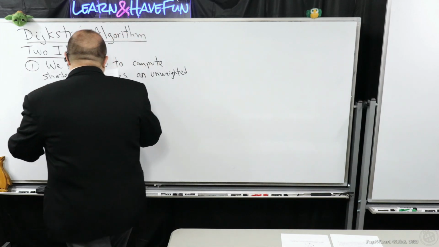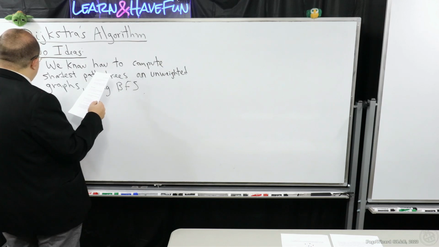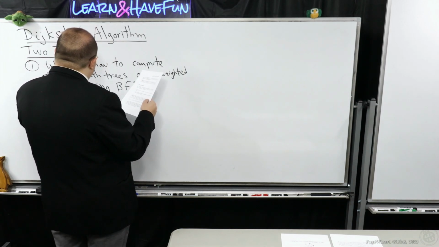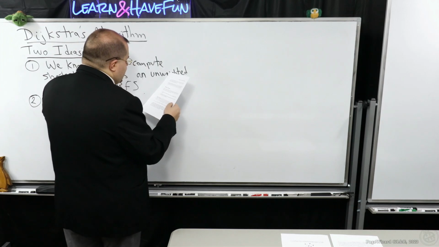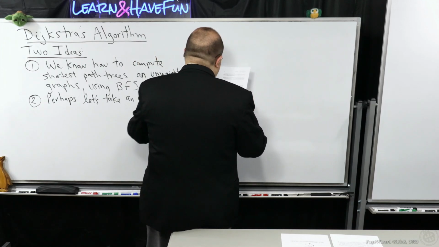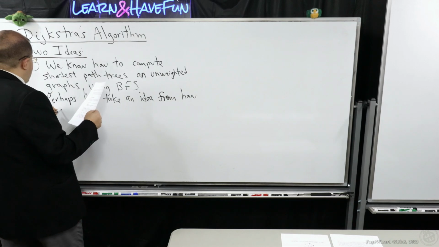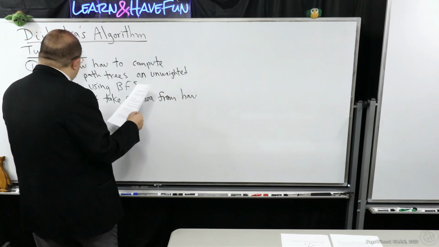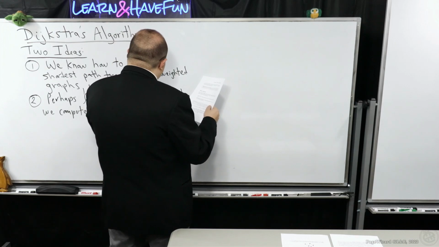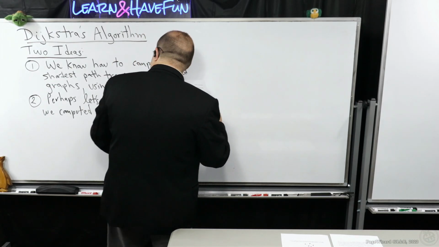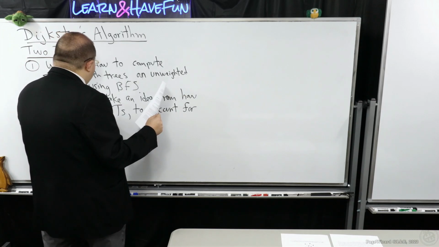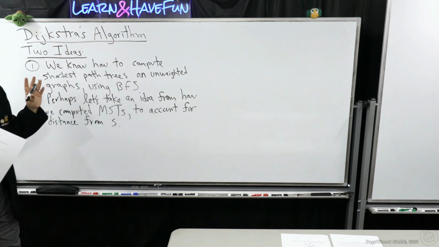So we're going to take an idea from how we computed MSTs, minimum spanning trees, to account for distance from S, the source. This is something we're going to call an edge relaxation.